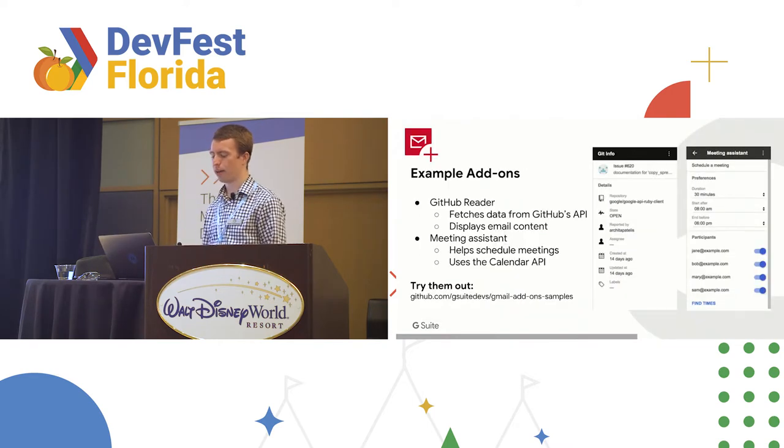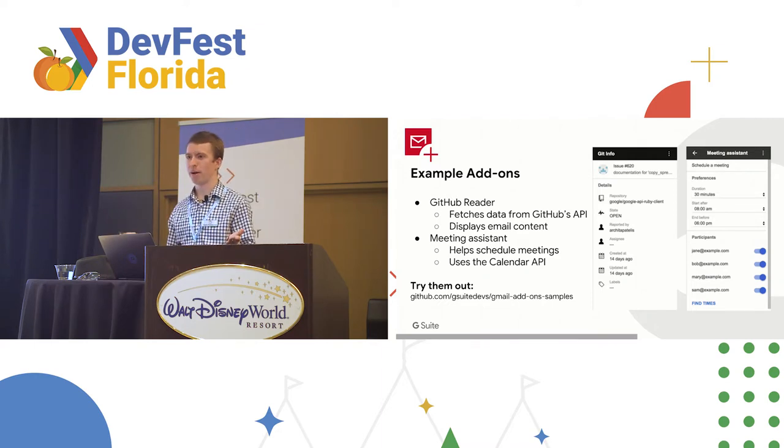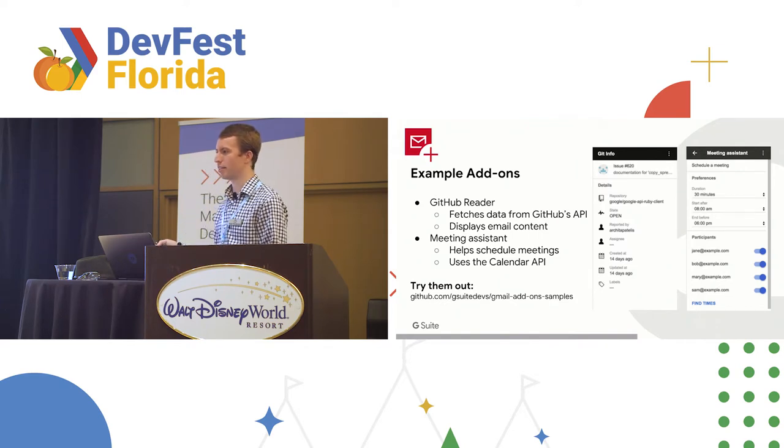We also have some examples on GitHub, on G Suite devs, /Gmail add-on samples. Here, for example, I don't know about you, but I get these emails from GitHub. And sometimes, especially when I'm on vacation, the email might be 2 weeks old. The email will say there's a new issue and nobody's assigned, but the content's old. The issue has been closed, or it's already been assigned, things like that. And so this GitHub add-on uses the GitHub API and displays real-time information within your email.